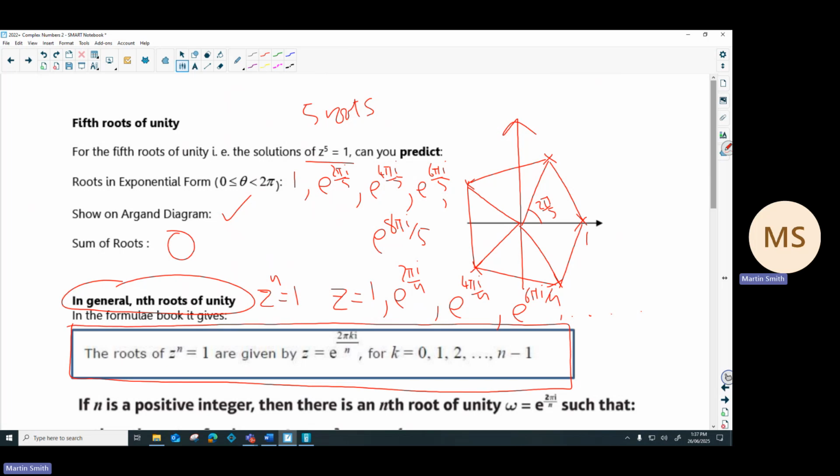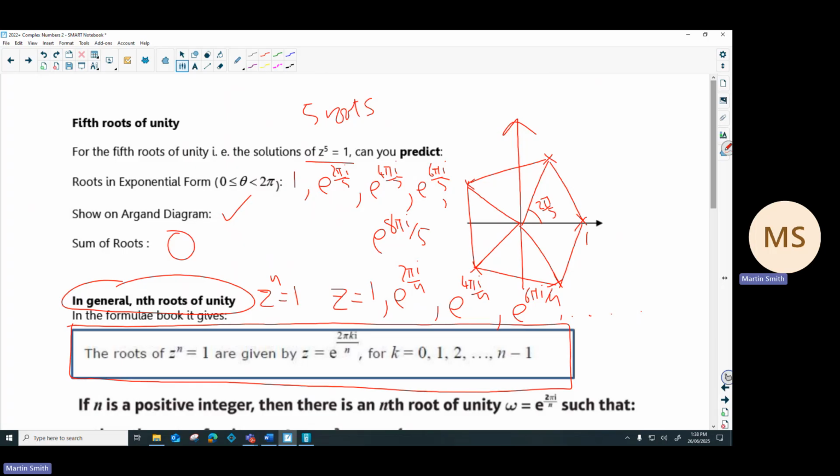So the roots of z to the n is 1 are given by z is e to the 2 pi k i over n, where k can be 0. And if you sub in k is 0 into that formula, then the whole of the power is 0, so you just get z is 1. K is 1 gives e to the 2 pi i over n. K is 2 gives e to the 4 pi i over n, etc. You stop at n minus 1 to give n different numbers in total. And that, my friends, is stated on the formula sheet, so that's something you don't need to learn. You could use that to literally write down the solutions of z to the n equals 1. There will be n complex numbers.